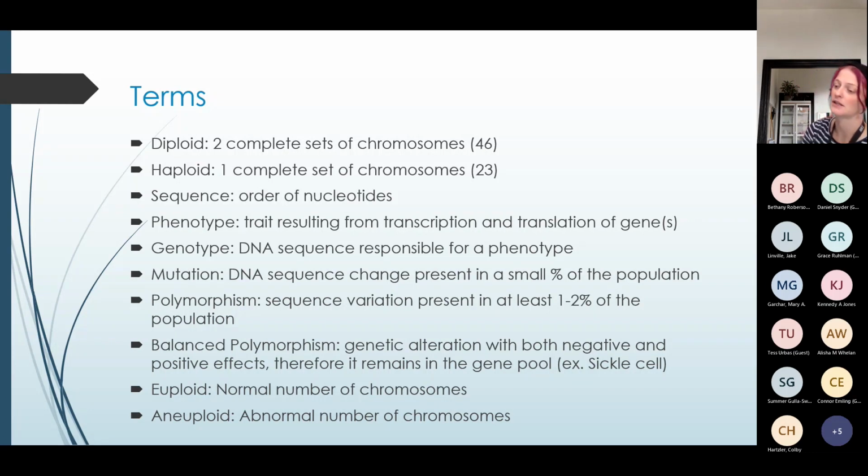And a mutation is a DNA sequence change present in a small percent of the population. A polymorphism is a sequence variation present in at least 1 to 2% of the population. And a balanced polymorphism is a genetic alteration with both negative and positive effects. Therefore, it remains in the gene pool. An example of that is sickle cell, because sickle-shaped cells prevent you from getting infected with malaria, it helps.